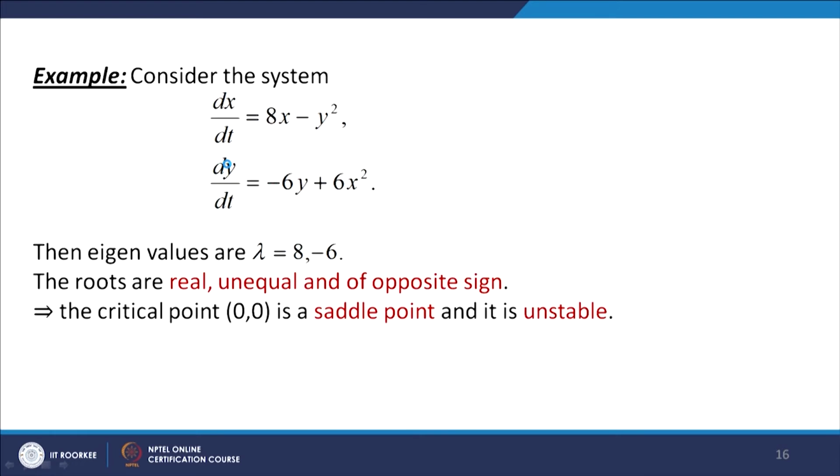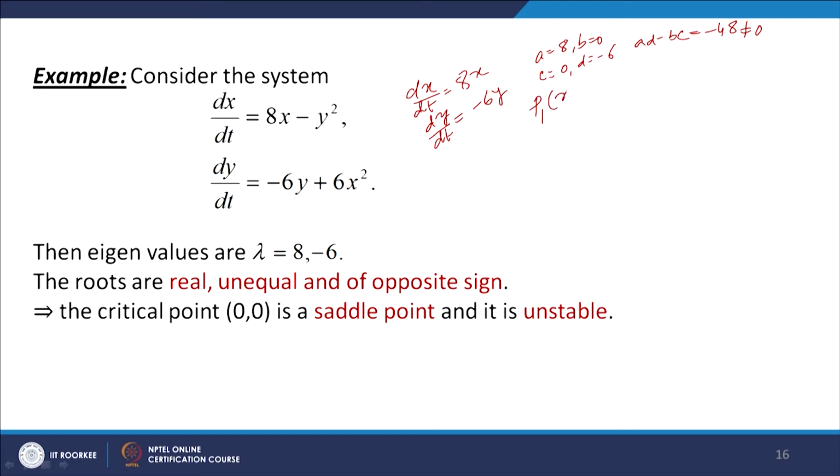Now let us consider this system: dx/dt = 8x minus y square, dy/dt = minus 6y plus 6x square. So here the corresponding linear system will be dx/dt = 8x, dy/dt = minus 6y. So a = 8, b = 0, c = 0, d = minus 6. So ad minus bc is minus 48, which is not 0. And therefore, the first condition, ad minus bc not equal to 0, is met.